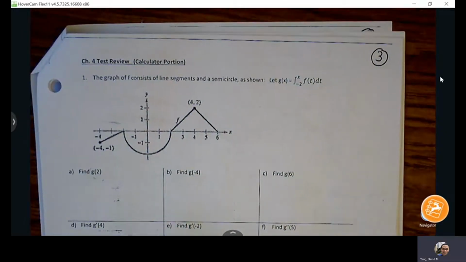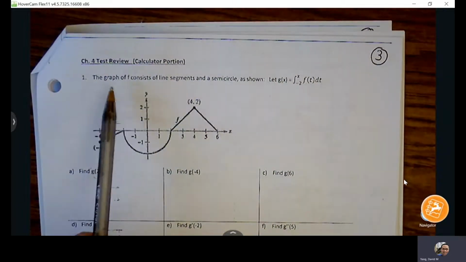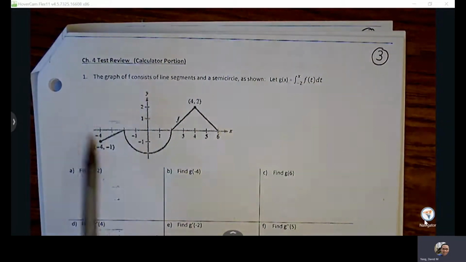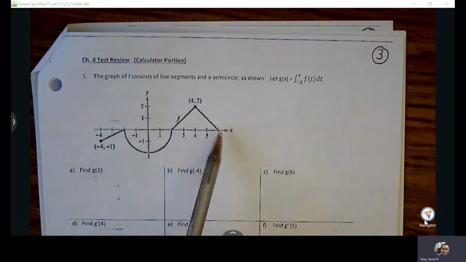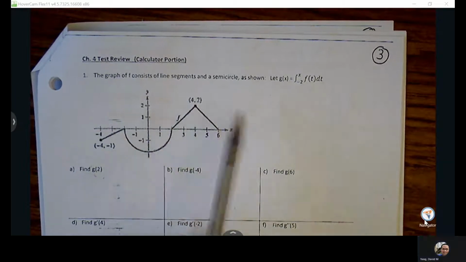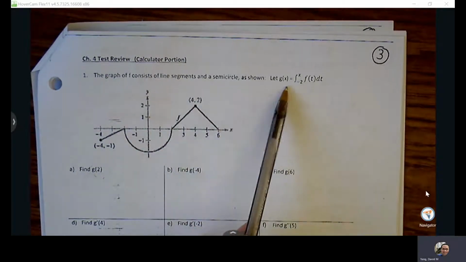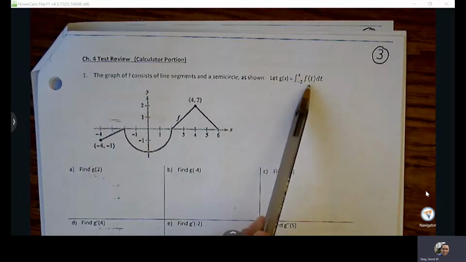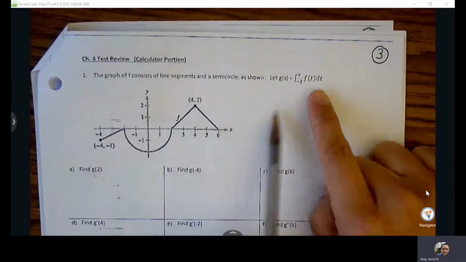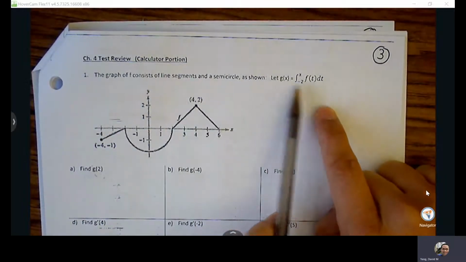Okay, so page 3, we have a graph of f that consists of line segments and a semicircle. So you have line segment, semicircle. As shown, g of x is the definite integral from -2 to x of f of t. So this is a relationship here. We can instantly tell what that relationship is.